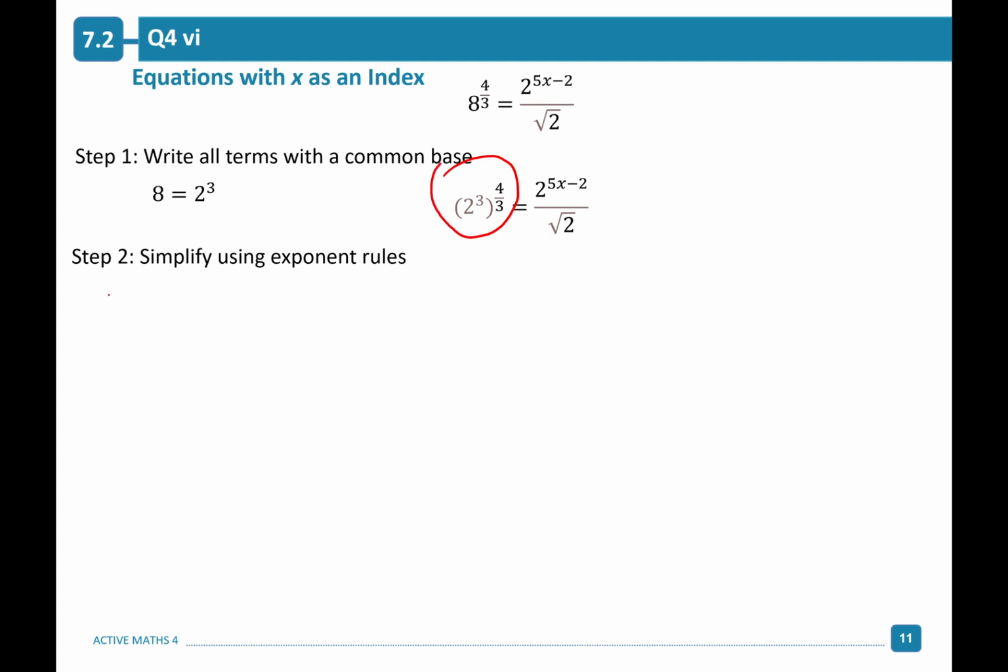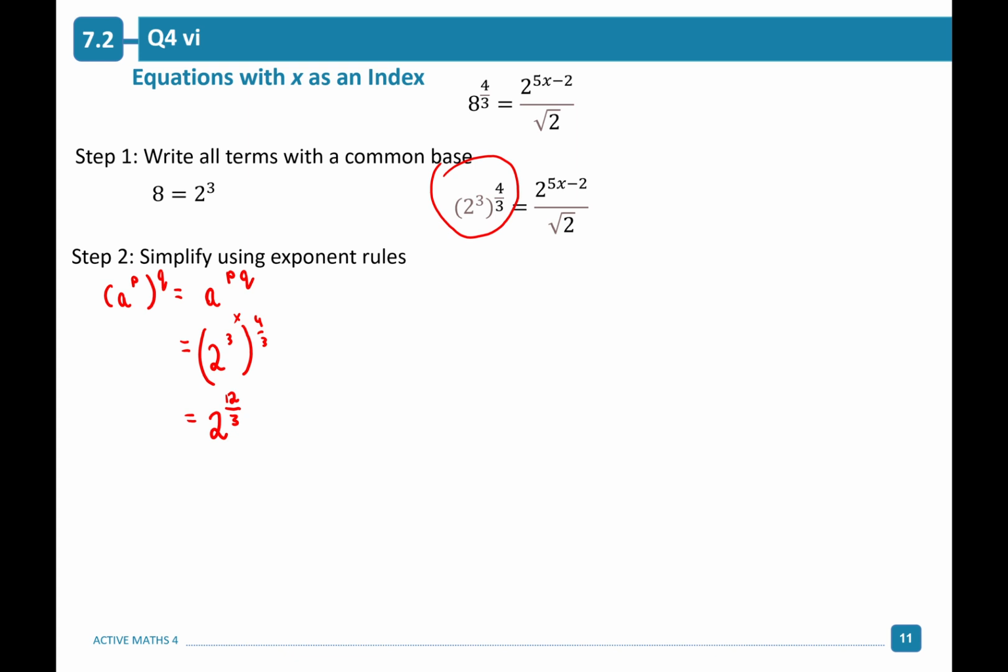Using law 3, I know that a to the power of p, all to the power of q, equals a to the power of p times q. This means that 2 to the power of 3, all to the power of 4 over 3, can be simplified by multiplying our exponents. This gives me 2 to the power of 3 times 4, which gives me 12, all over 3.